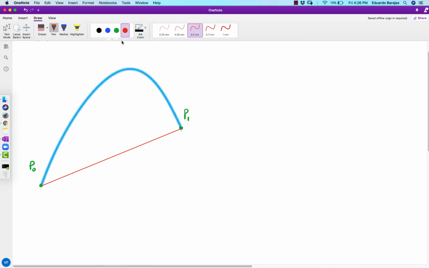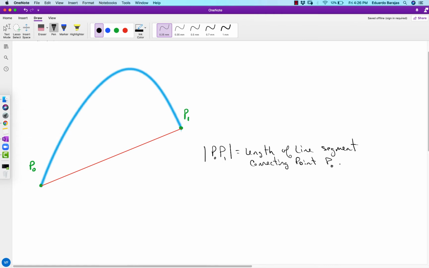Now, notation-wise, let's use P naught P1 like this to mean the length of that red line, the length of the line segment connecting point P naught and P1. Okay, so there's my first guess. Obviously, not a very good guess, right? So let's move on past this and move on to an even better guess.